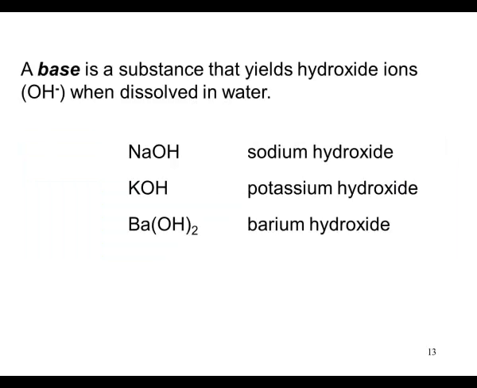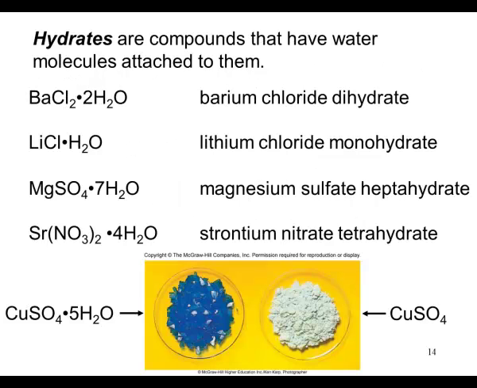A base is a substance that yields hydroxide ions when dissolved in water. NaOH is sodium hydroxide. KOH is potassium hydroxide. And Ba(OH)2 is barium hydroxide. Industry uses sodium hydroxide to peel potatoes and fruits like peaches.